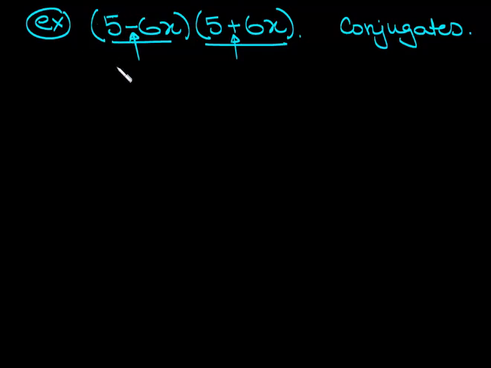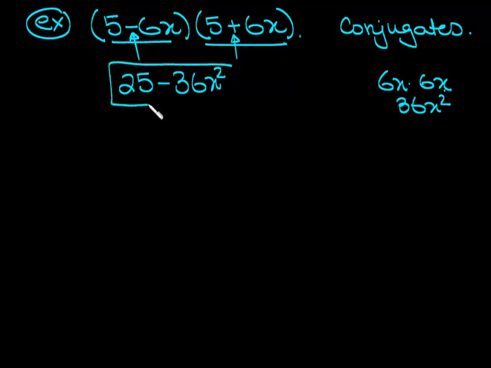So what is 5 times 5? Get 25, and put a minus sign and square the second number. What is 6x times 6x? You get 6 times 6 is 36. X times x is x squared. And you can see how easy that is to do if you recognize that these are conjugates. So please remember that.